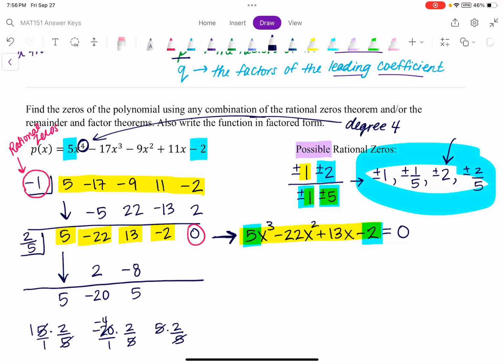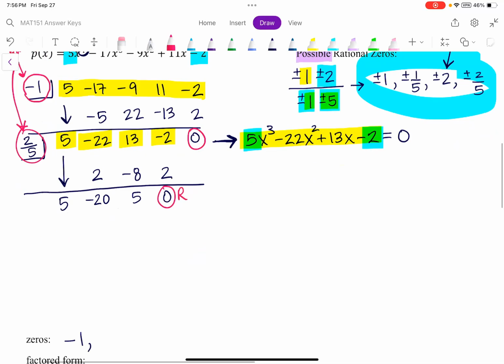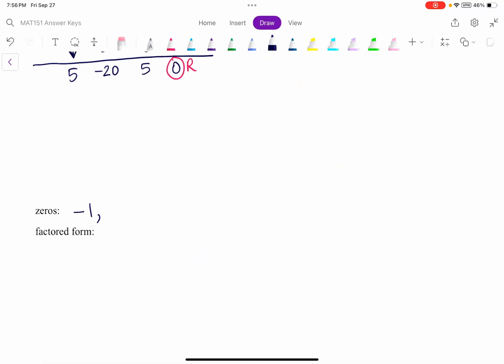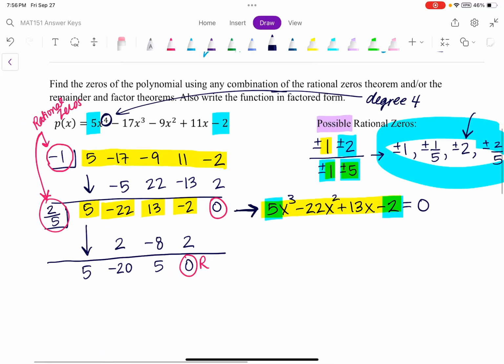We just did that. We saw that was going to give us 2, and then we add, and we get a remainder of 0, which is exactly what we expected, remember, because the calculator verified that 2/5 was a 0. So again, we have another rational 0 here of +2/5. We can go down and add it to our list. So we have 2 zeros, we're looking for 2 more. Remember, degree 4, we want 4 altogether.